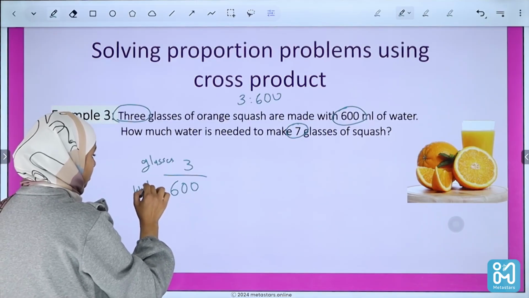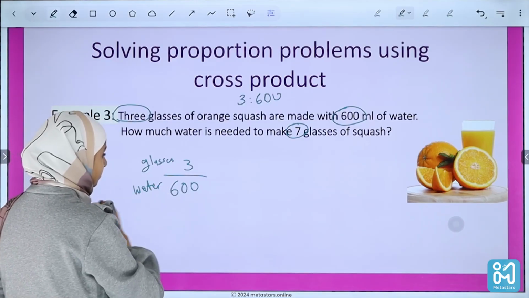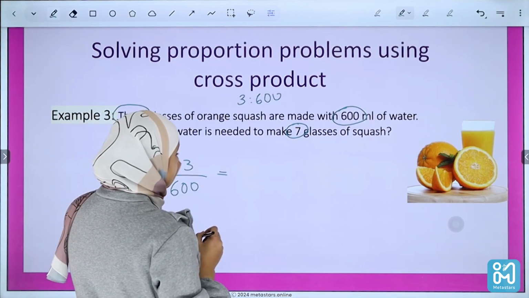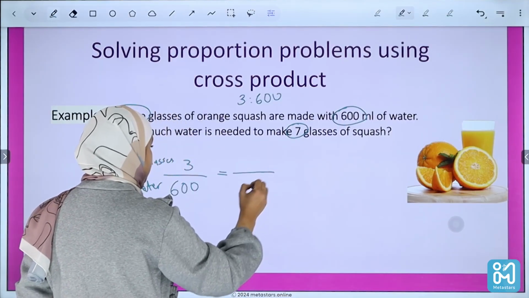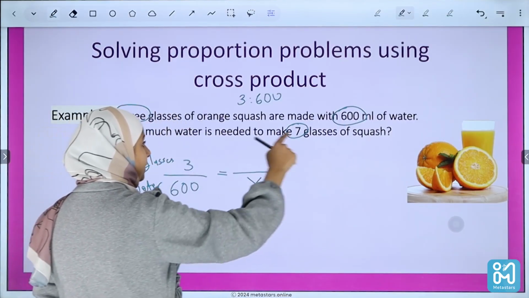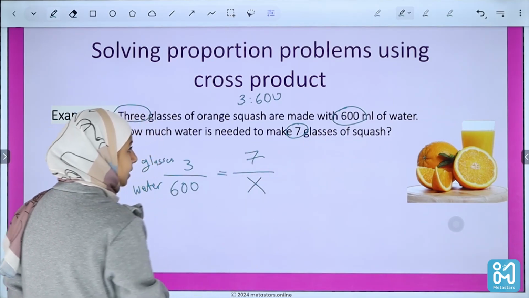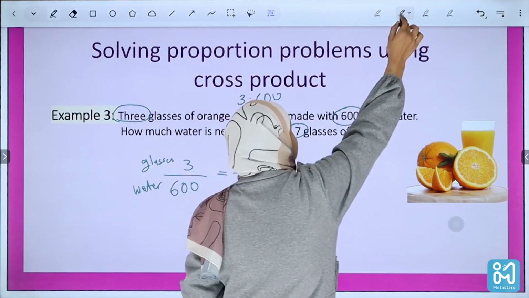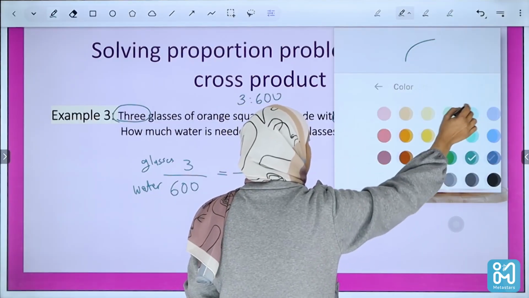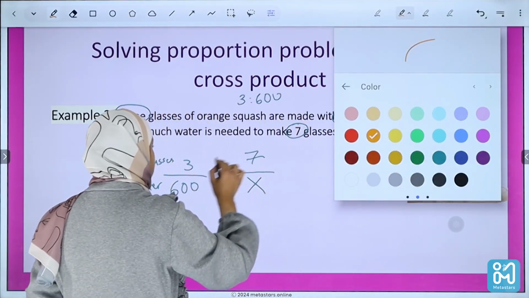Okay, here's the water equals. In the second part, how much water is needed? So I don't know the amount of water I need to make 7 glasses of squash. We will use the cross product again. It's actually the simplest way to solve such problems.